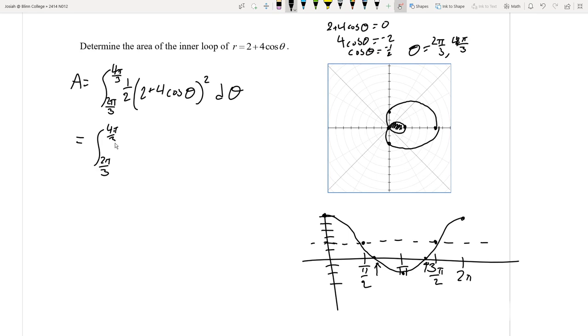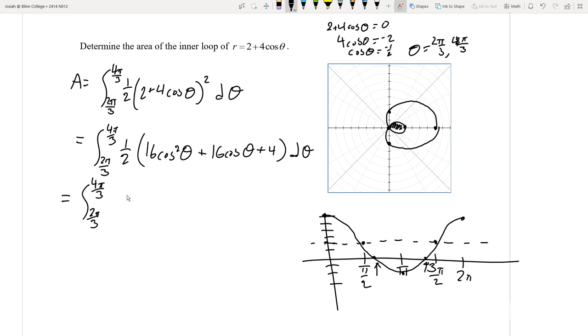The issue that we're seeing is we are going to have to FOIL this, right? So we get, let's see, 16 cosine squared of theta. I'll go ahead and do that one first. Plus, multiply these guys together and then multiply it by 2. So we've got 8 cosine of theta, that's 16 cosine of theta. And then finally, square that last guy, 4. So it's a good thing that we left that 1/2. We'll go ahead and multiply that in. And so we get 8 cosine squared of theta plus 8 cosine of theta plus 2.